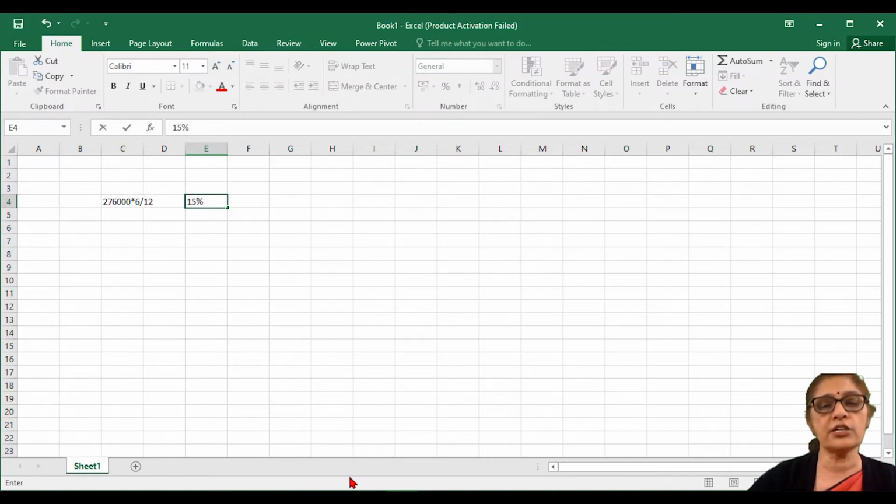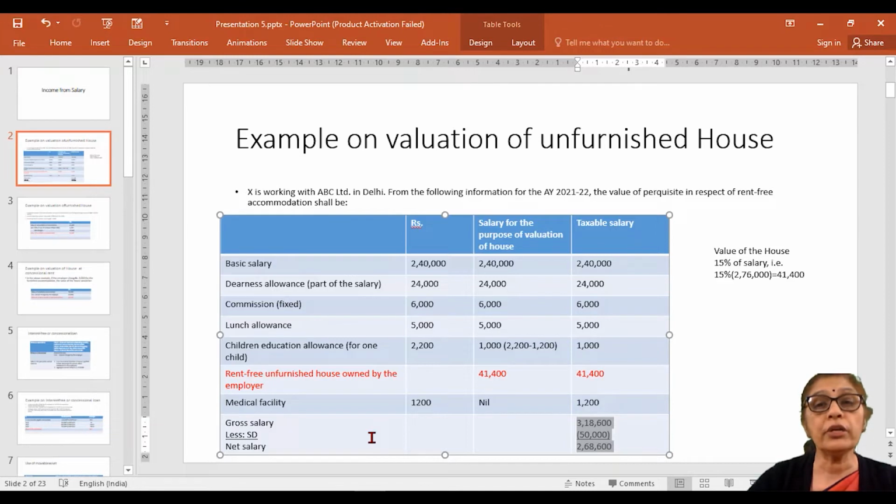So 15% of salary for the period for which the accommodation is occupied by the employee. Had it been 10 months, 276 into 10 by 12, 15% of that. Had it been 4 months, 276 into 4 by 12, and 15% of that.